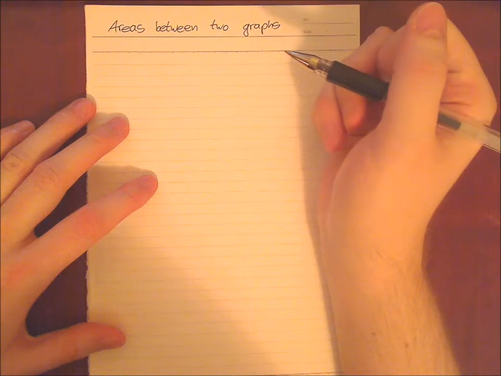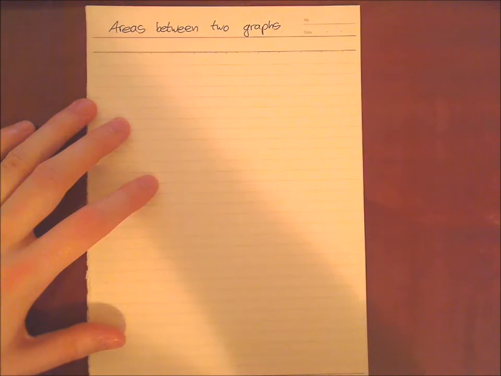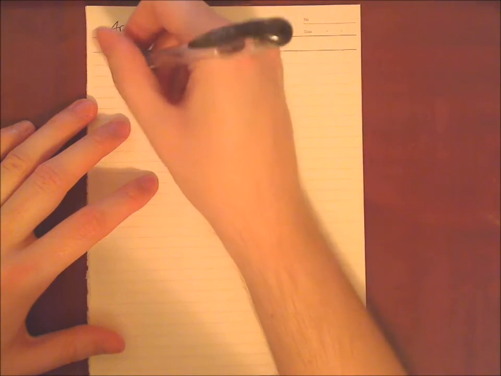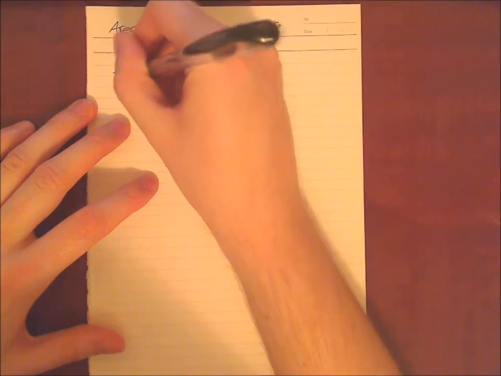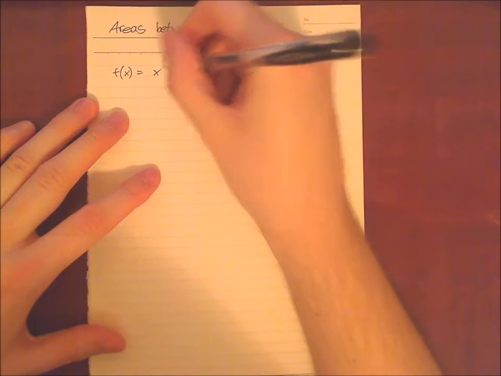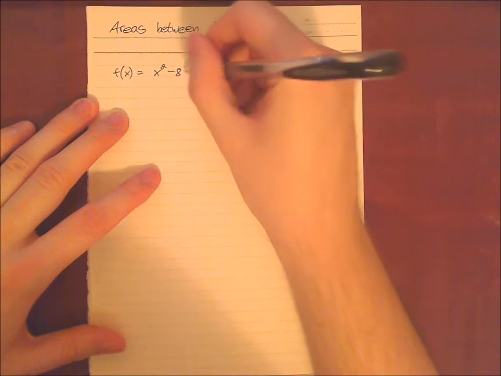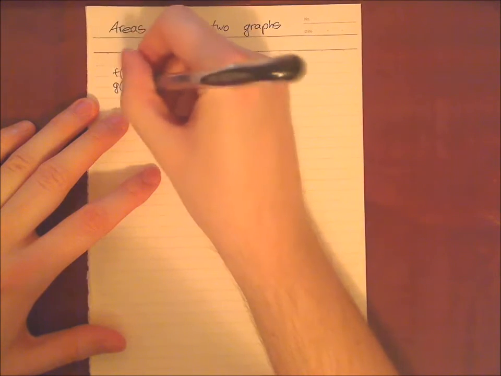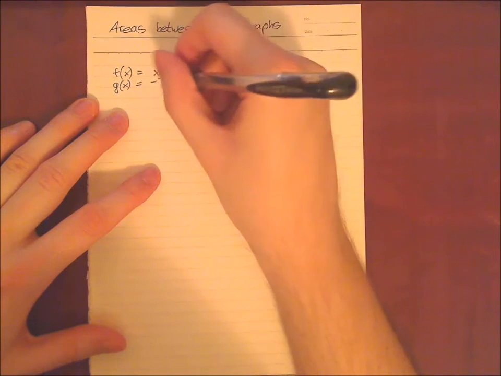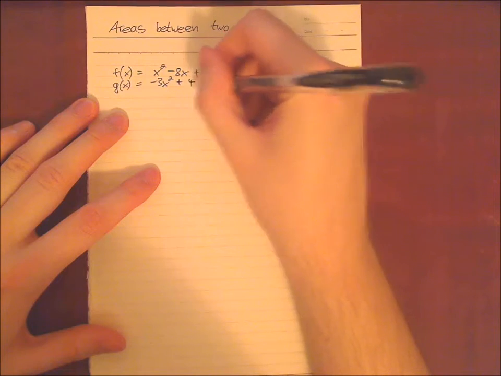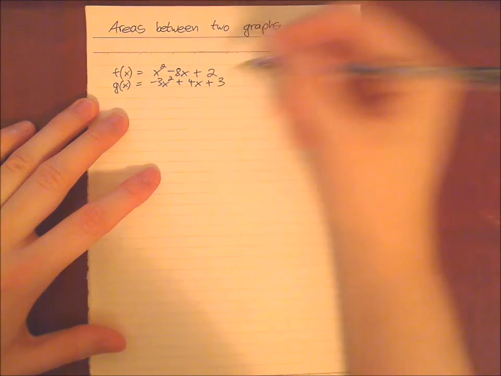So how does it work? First I want to introduce our example, which consists of, you might guess it, two graphs or two functions. One is called f, and it is x to the power of 2 minus 8x plus 2. The other function is g, which is minus 3x to the power of 2 plus 4x plus 3.